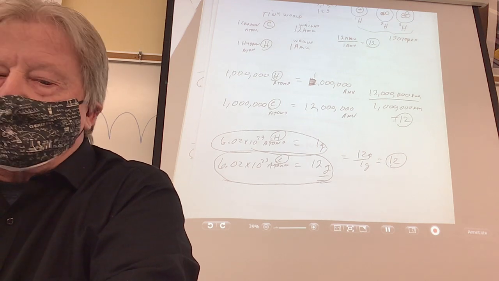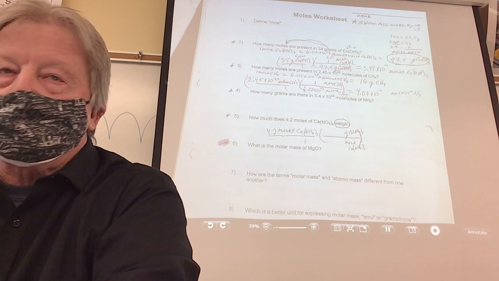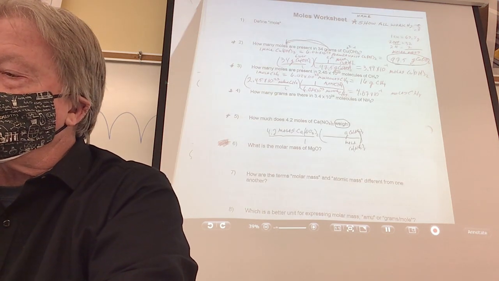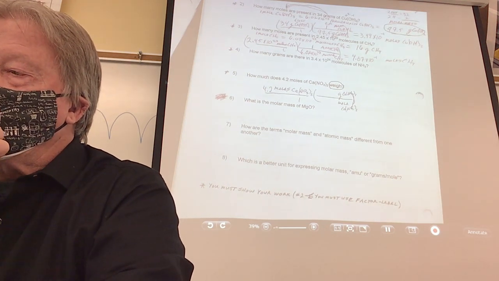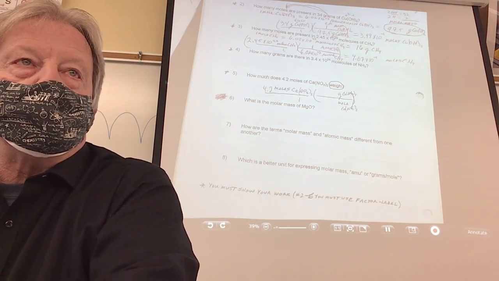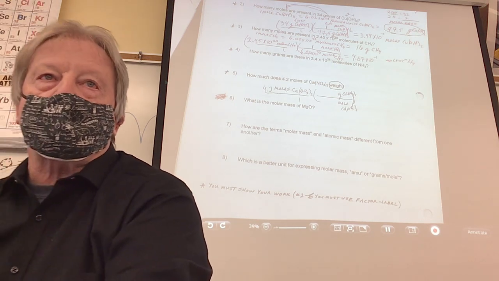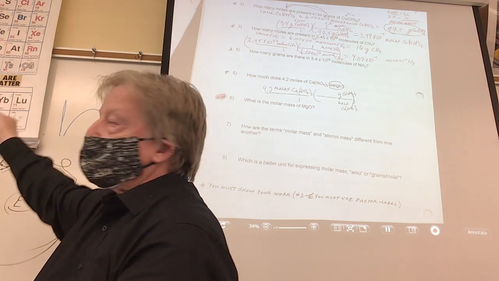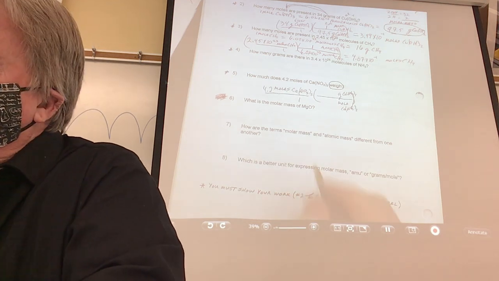All right, well now, if you go back to your homework question, let's see whether or not that becomes really easy. Look at your homework question here. Look at number 7. How are the terms molar mass and atomic mass different? By the way, this decimal number here is called the average atomic mass. See that right there? Got that? Okay, ready. I'm going to help you with this, okay?